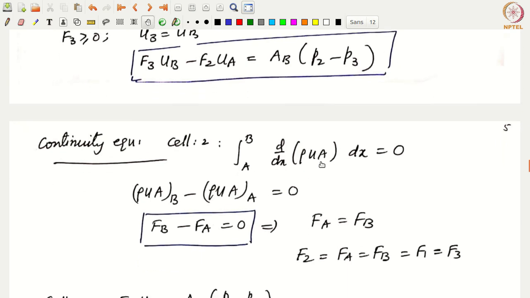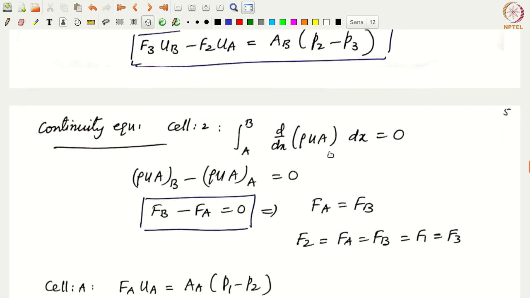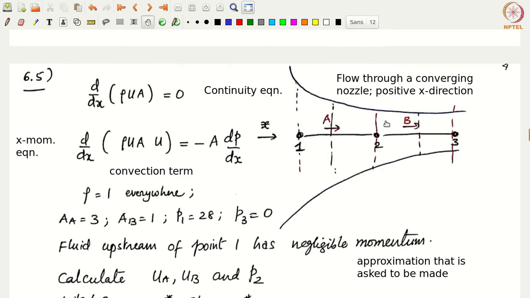The integration would be rho uA applied at B minus A. So basically we have rho uA at B minus rho uA at A equals 0. This is nothing but the flow rate at B minus the flow rate at A equals 0. That means FA equals FB. So FA equals FB, what does that mean? That means the mass flow rate going through here is the same as the mass flow rate going through here.